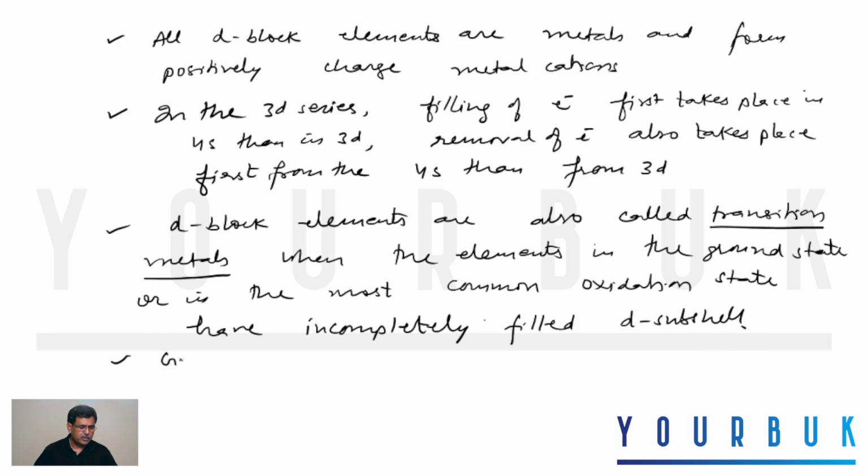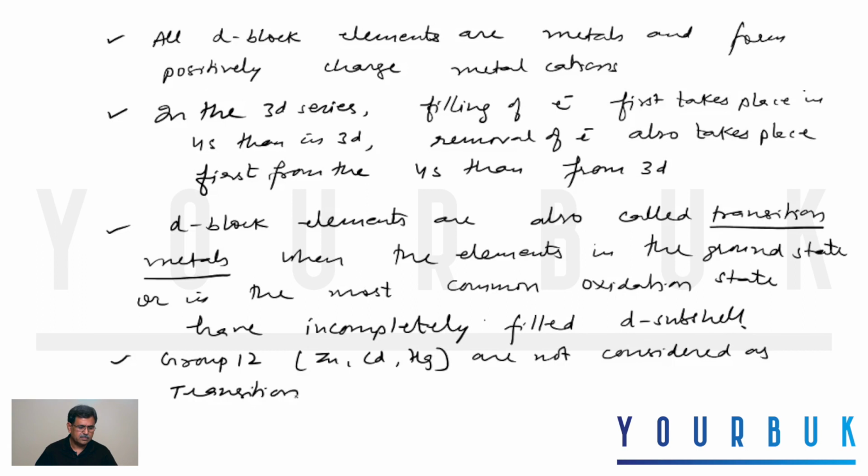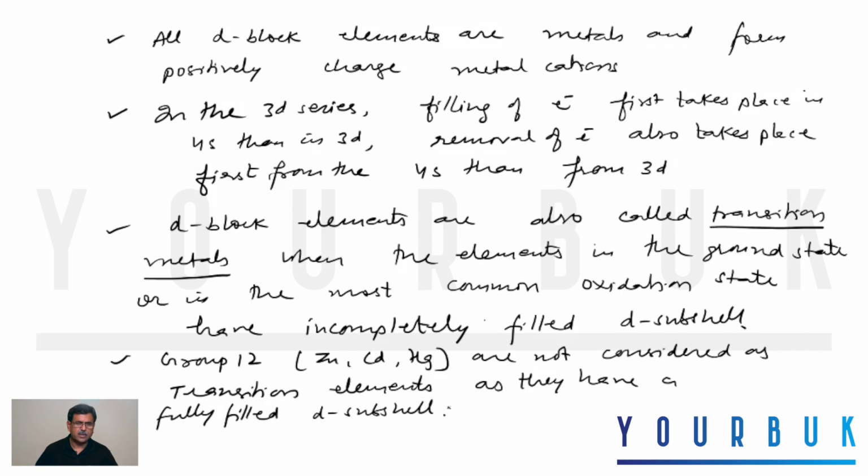Now group 12 of the periodic table, zinc, cadmium and mercury, are not considered as transition elements or transition metals, as they have a fully filled D subshell in the ground state as well as in their common oxidation state of +2.